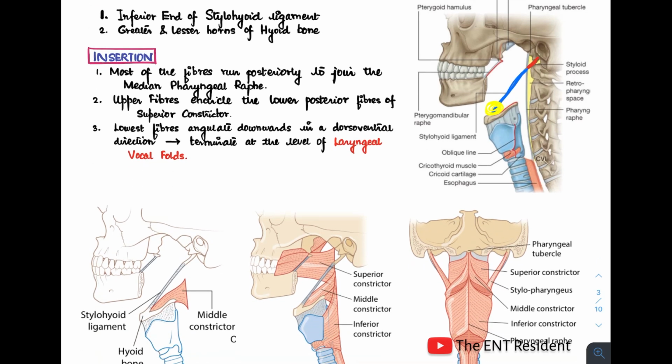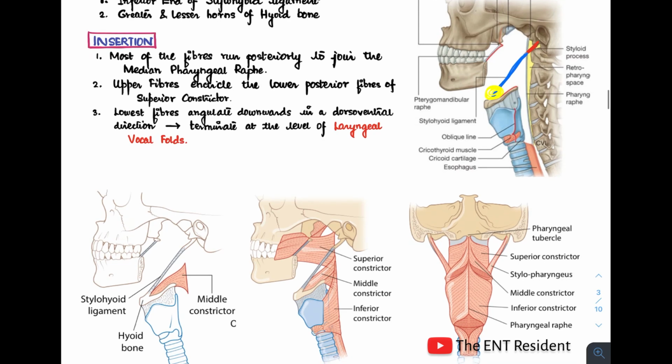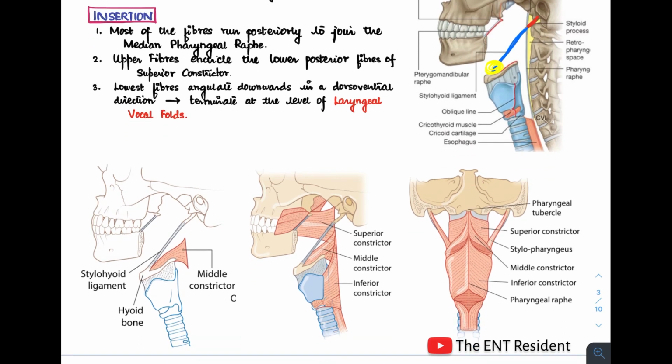Now when it comes to insertion, most of the fibers, as for superior constrictor, they run posteriorly and yet again they join at the median pharyngeal raphe, as you can see over here. This is the median pharyngeal raphe. The upper fibers, they encircle the lower posterior fibers of the superior constrictor.